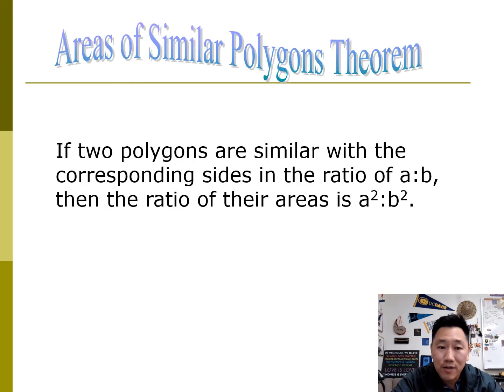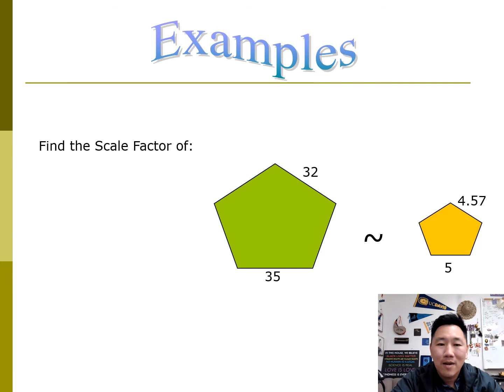And here's the official theorem, the areas of similar polygons theorem. If two polygons are similar with the corresponding sides of a ratio of a to b, then the ratio of their areas is a squared to b squared. All right, so let's go ahead and do a few examples.